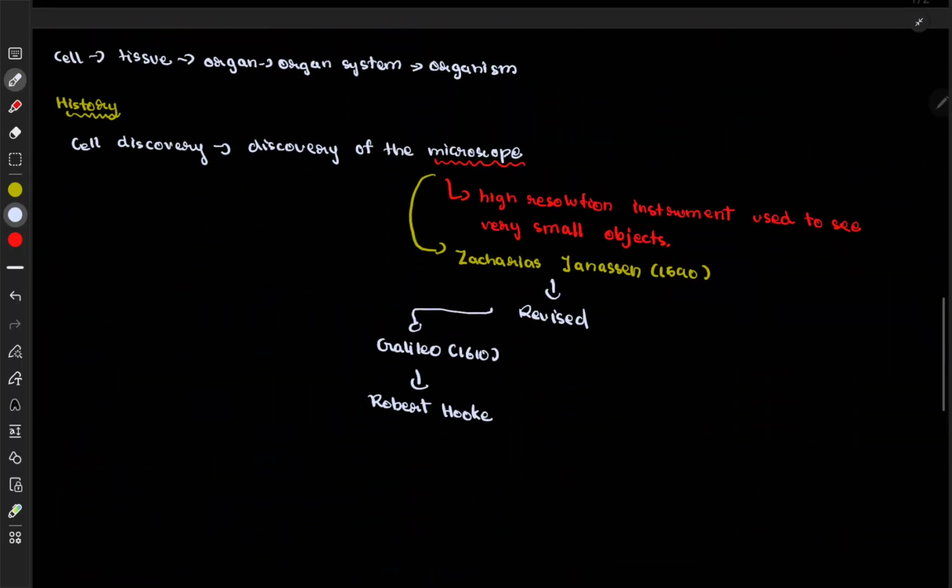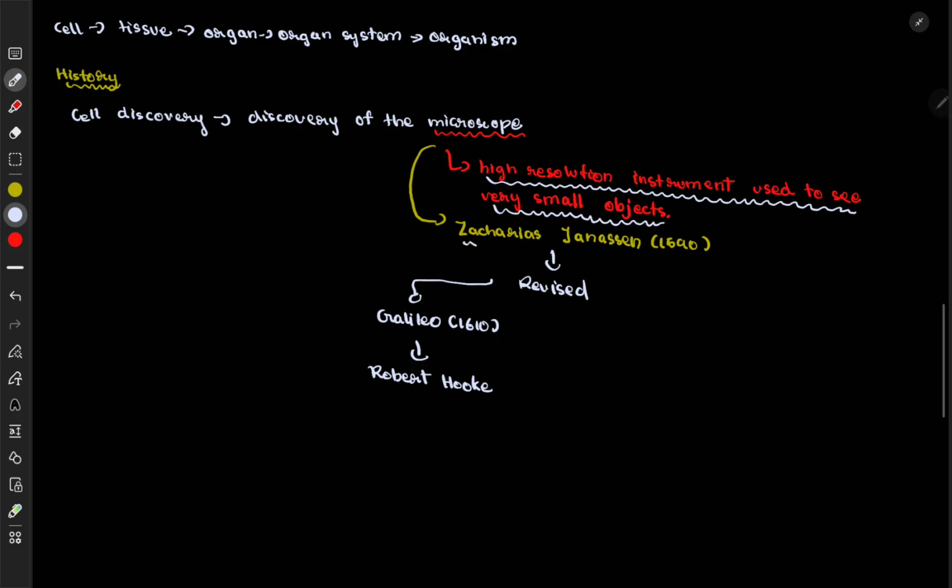So, what have we studied? We studied that cell discovery is related to the discovery of the microscope. Microscopes are high resolution instruments that are used to see very small objects like cells, for instance. Who discovered the microscope? Zacharias Janssen. Remember the year. Then we have Galileo. Then we have Robert Hooke.